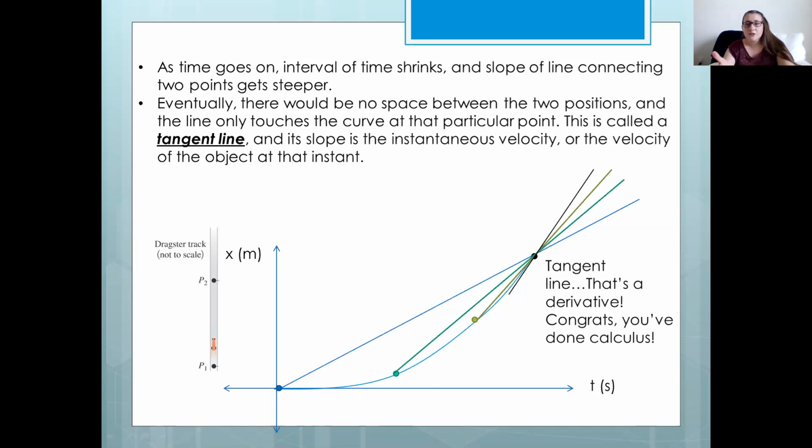So that black line, our tangent line, that's a derivative. Congrats, you've done calculus. If we can find the slope of that black line, that's calculus. Hey, that seems an awful lot like algebra because it's just the slope of a line. Yeah, you're right. Calculus is like fancy pants algebra a little bit to start out with. So if we can find the slope of that tangent line, that's a derivative. That's our instantaneous velocity, how fast it's moving in that particular instant.